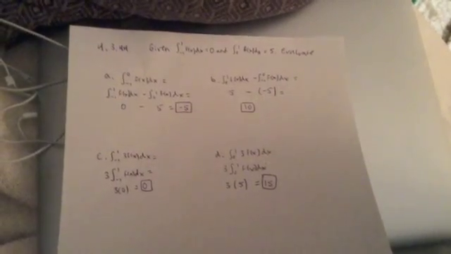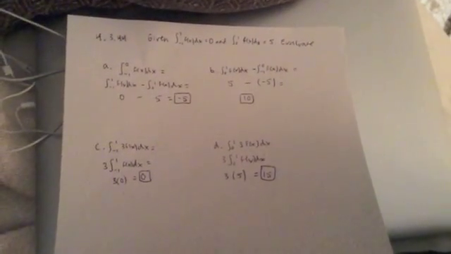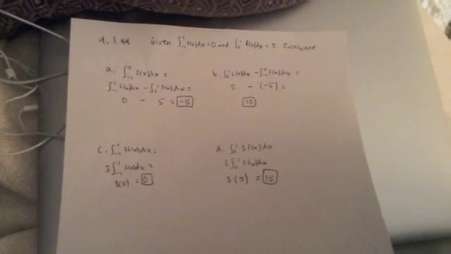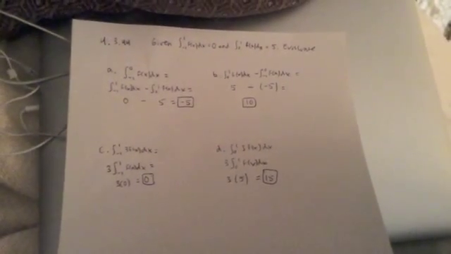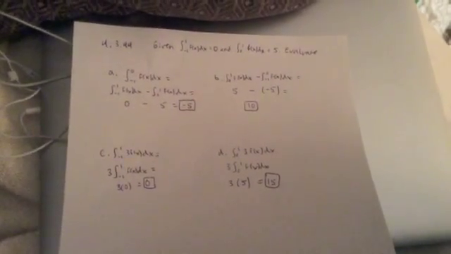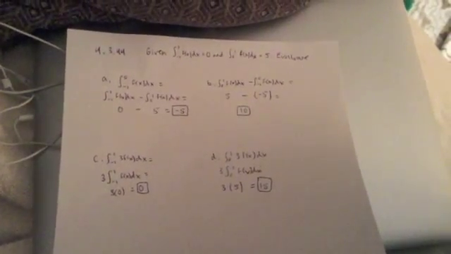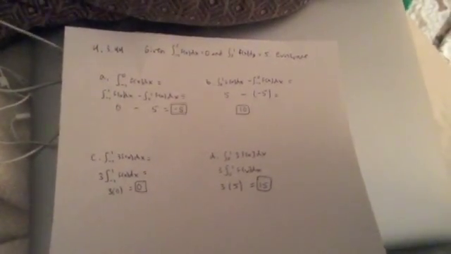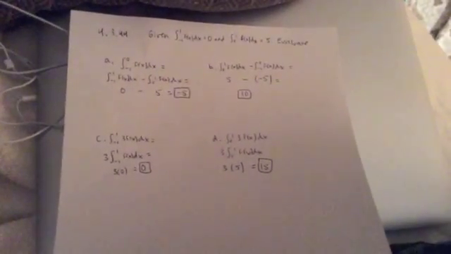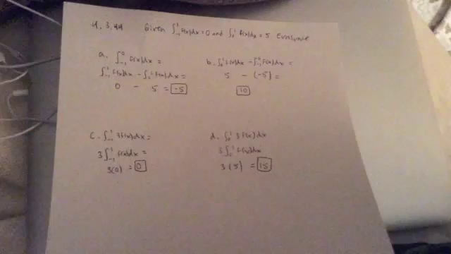This is chapter 4, section 3, problem number 44, and it gives you the integral from negative 1 to 1 of f(x) dx is 0, and the integral from 0 to 1 of f(x) dx equals 5, and it asks you to evaluate these four integrals given that information.